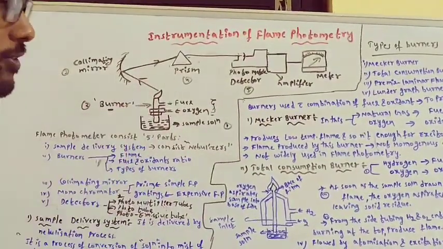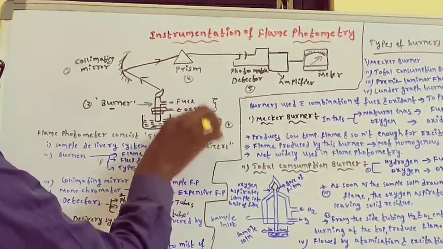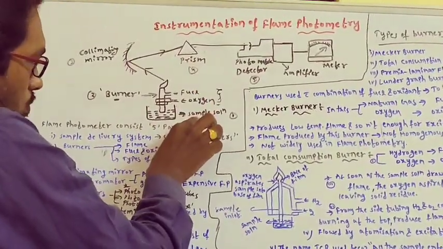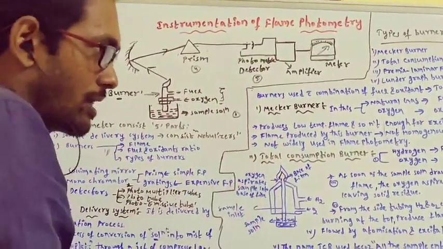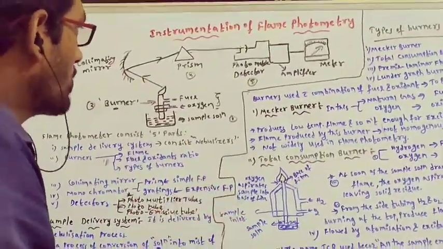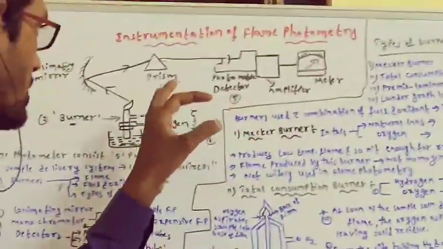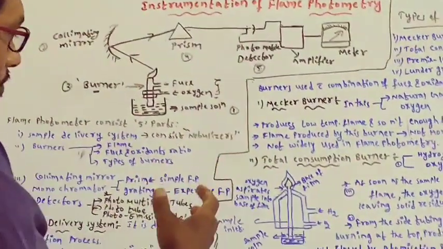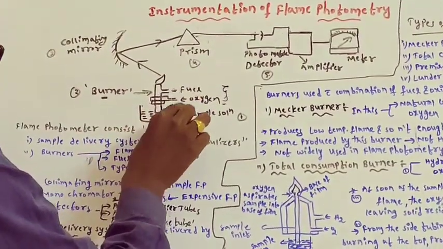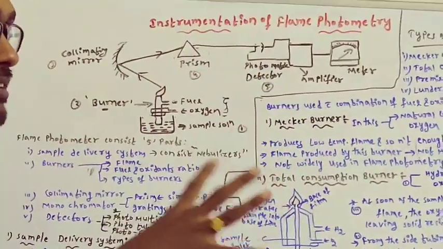Let's see the working principle of flame photometer. The first one is the sample solution, which reaches the flame. How does it reach the flame? First, the sample solution is converted into liquid droplets. Then the droplets evaporate and are converted to a fine residue due to the thermal energy of the flame. Then the fine residue undergoes decomposition and is converted to neutral atoms. So the sample solution reaches the flame in the form of neutral atoms, as we have seen in the principle.